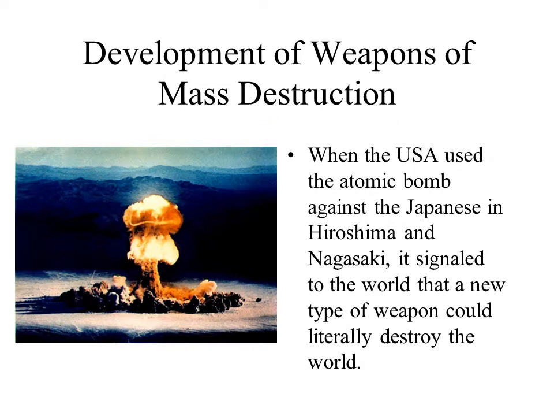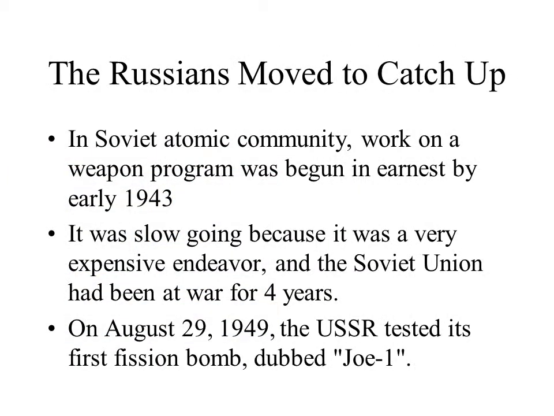One of the major issues, of course, as I mentioned, was the development of weapons of mass destruction. When the U.S. used the atomic bomb against the Japanese in Hiroshima and Nagasaki, it signaled to the world that a new type of weapon could literally destroy the world. And the Russians were moving to catch up. The Soviet atomic community began work on a weapons program as early as 1943. The United States had started working on their nuclear program even before we entered the war, but we were really in earnest by 1941, 1942. So we were ahead of the Russians there.